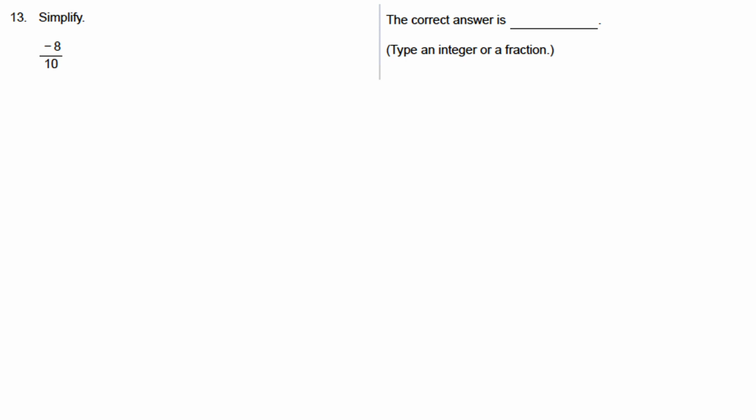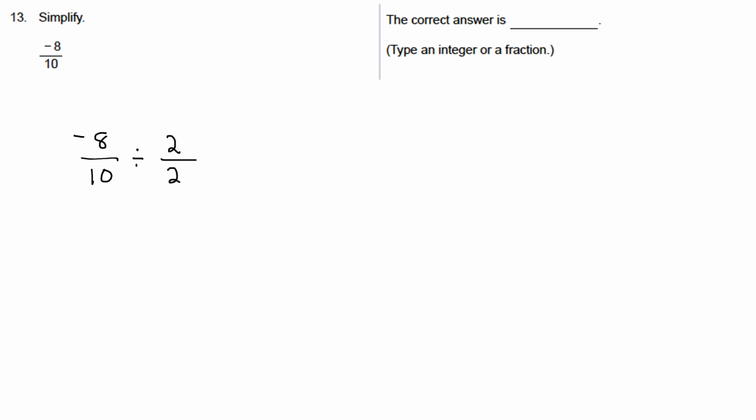The first question asks us to simplify -8/10. To do this, we want to see if there is a number that both 8 and 10 are divisible by. So what number can you think of that divides evenly into 8 and also divides evenly into 10? Well, both 8 and 10 are even numbers, so I know that they're both divisible by 2. So I'm going to divide the top number by 2 and the bottom number by 2.